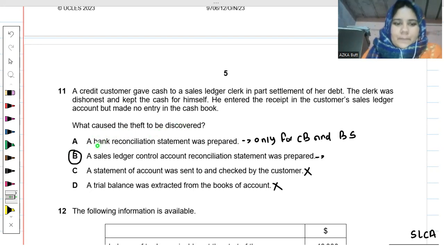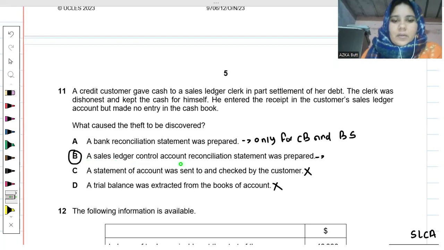In option one, the examiner says that a bank reconciliation statement was prepared. We know that a bank reconciliation statement is something we prepare just to find out the errors which we have made in the cash book, or maybe some errors which the bank created. So this is only related to the cash book and the bank statement, so this would not be related to it.